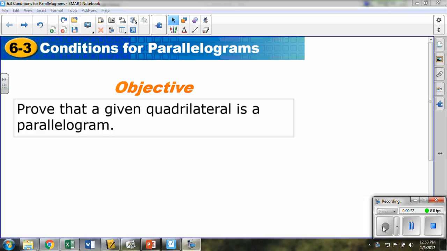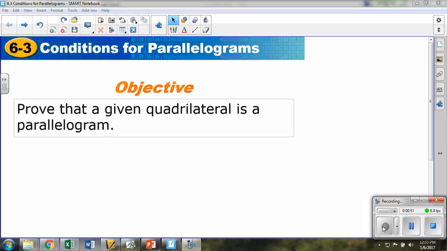The definition told us that we would know that two pairs of sides are parallel. We would also know that opposite sides are congruent. We would know that opposite angles are congruent. We would know that consecutive angles are supplementary, and we knew that diagonals bisect each other. In short, when we knew that it was a parallelogram at the beginning, there was a whole lot of information that we got for free.